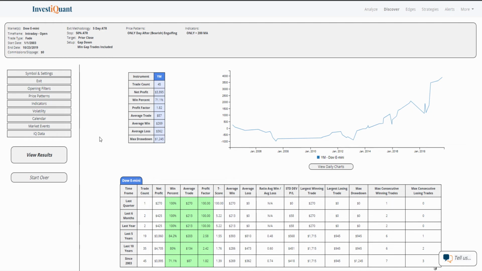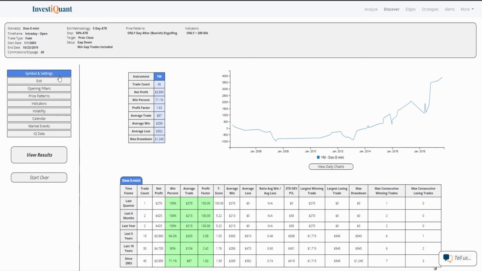Equity curve, a little flat in the early years, but it has been decent here recently. Win rate for this is going up just north of 70% when targeting gap fill using a 50% stop when it is a down gap above the 200-day moving average.